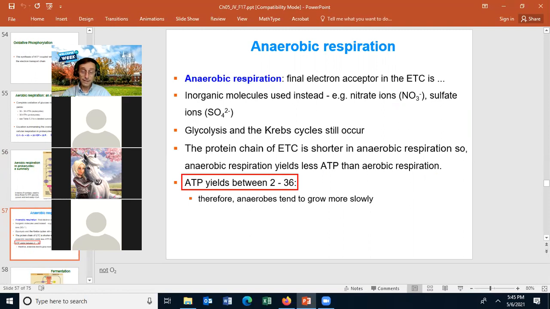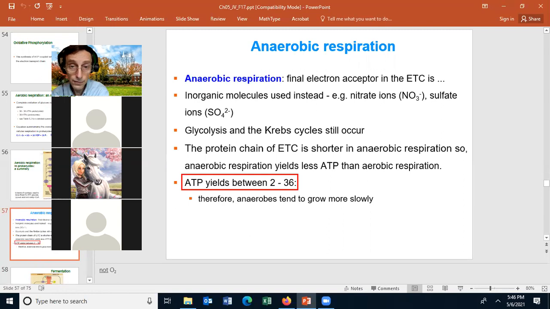Anaerobic respiration is similar to aerobic respiration, with the exception that the final electron acceptor in the ETC, the electron transport chain, is not oxygen. It's some other molecule other than oxygen. It can be an inorganic molecule like nitrate or sulfate. Anaerobic respiration usually has glycolysis and the Krebs cycle, so they are still occurring.